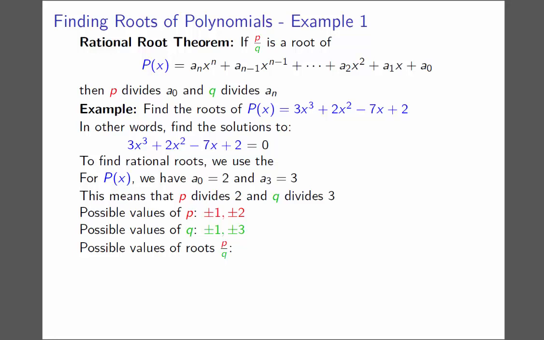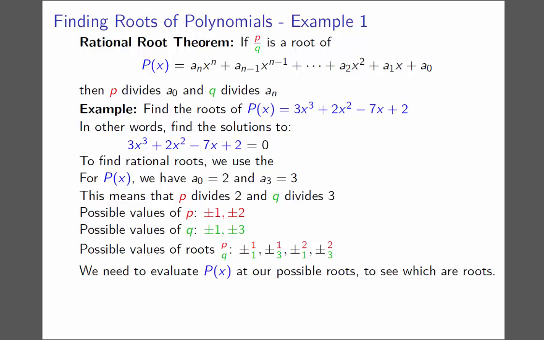First, we could have that p is plus or minus 1 and q is plus or minus 1, which gives the fraction plus or minus 1 over 1. We could have plus or minus 1 for p and plus or minus 3 from q, giving the combination plus or minus 1/3. If p is plus or minus 2 and q is plus or minus 1, then p over q would look like plus or minus 2 over 1. And finally, we could have that p over q is plus or minus 2/3. Now these are all the possible rational roots for our polynomial.